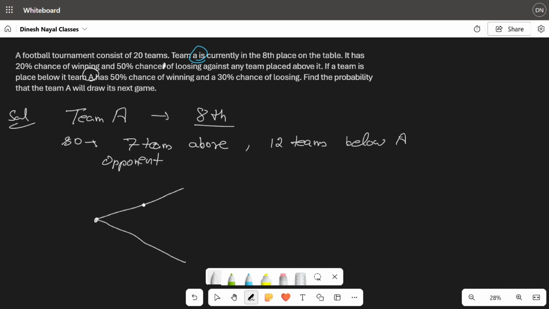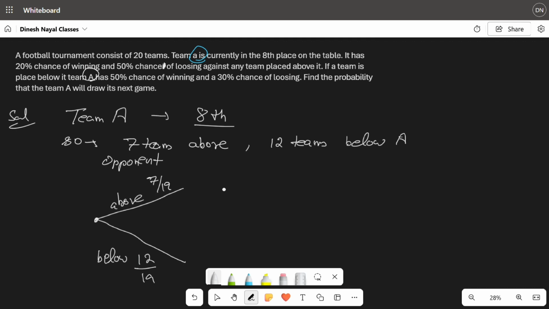So if the opponent is above A, what is the probability? 7 by 19. Why 19? The total teams are 20, but since we are taking the teams which are playing against A, A cannot play against itself, so that's why there are 19 teams. And if it is below, what will be the probability? That will be 12 by 19.